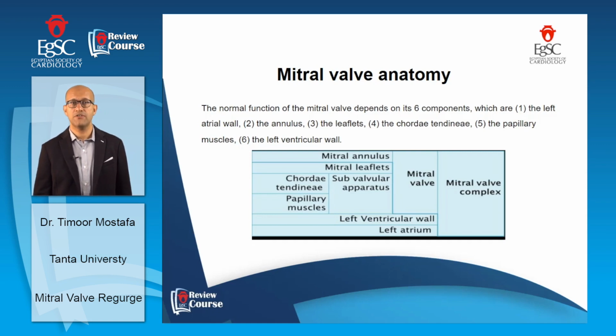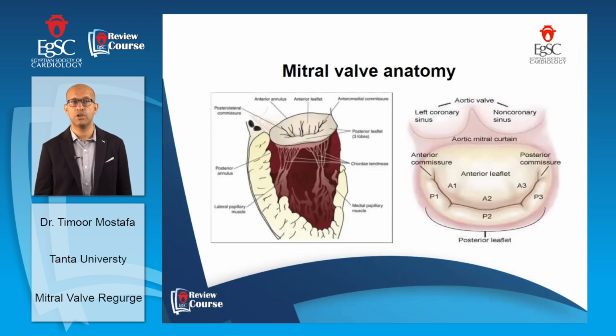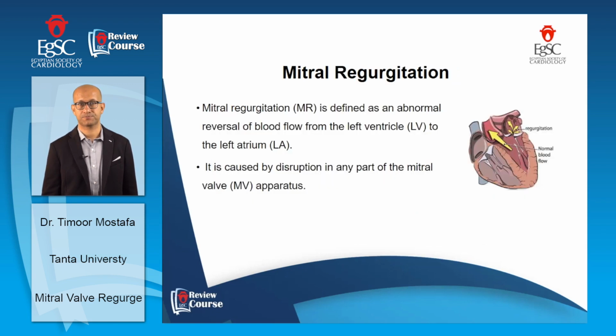The normal function of the mitral valve depends on its 6 components, which are the left atrial wall, the annulus, the leaflets, the chordae tendineae, the papillary muscles, and the left ventricular wall. And this diagram shows us each part of the anatomy of the mitral valve.